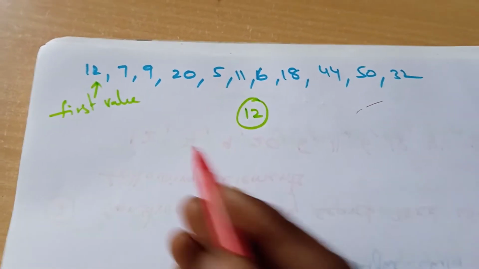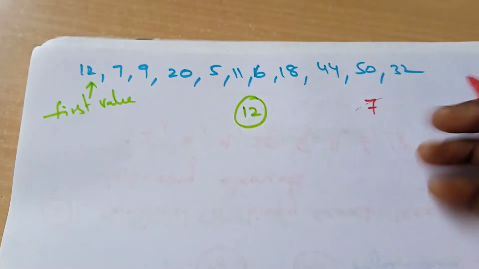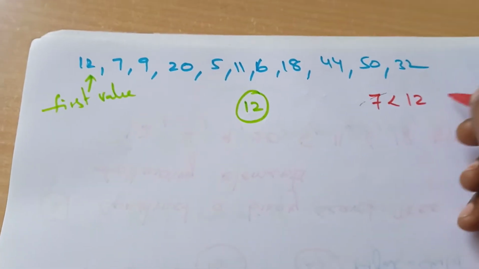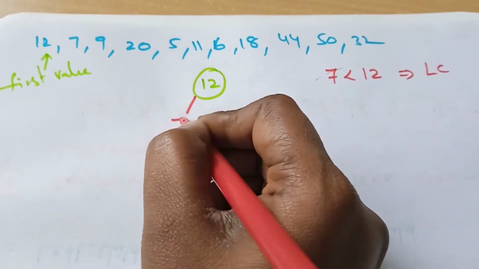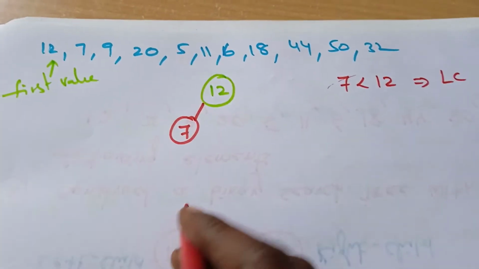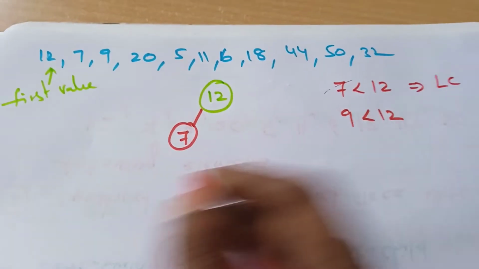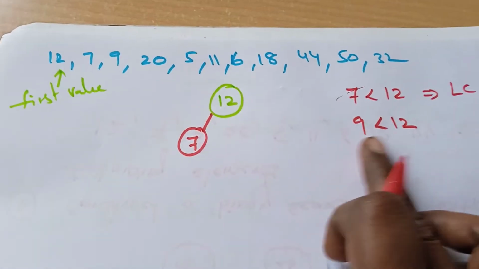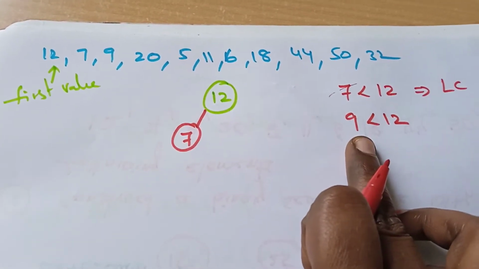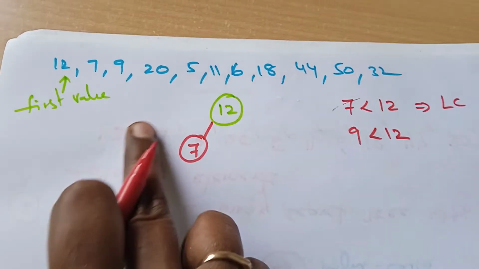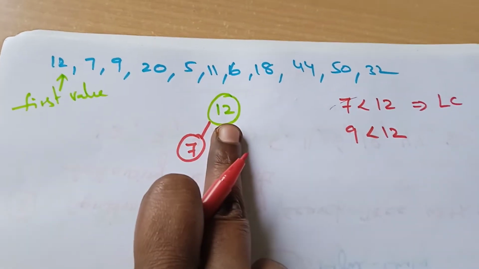Now let's see the second element. Now the second element is what? 7. Now 7 is lesser than 12, so it should be the left child. Right. Now put a place for 7. Now the third element is 9. 9 is lesser than 12. So where should we go? We have to put it on the left side because 9 is lesser than 12.